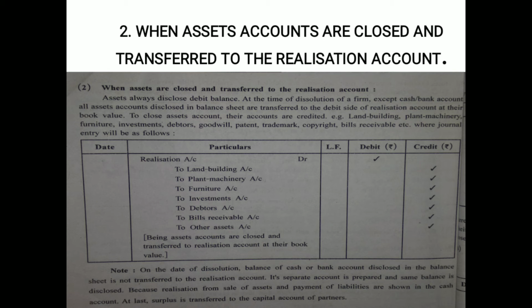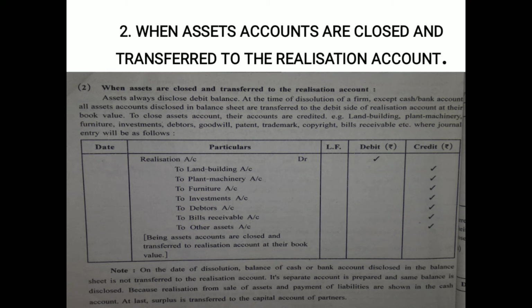So the basic balance of assets is debit. Once they are closed, they will all be credited. This is also given in your textbook. If you want to see, it is on page number 280. Alright?